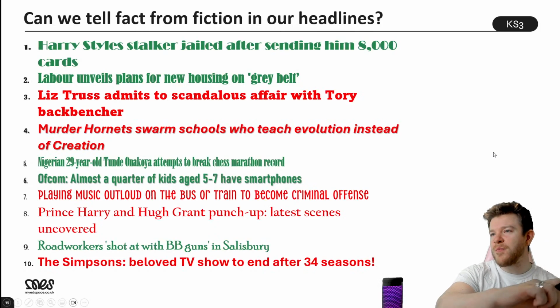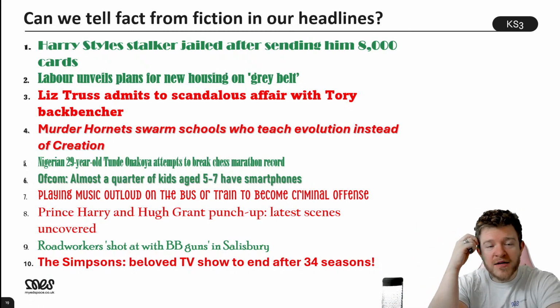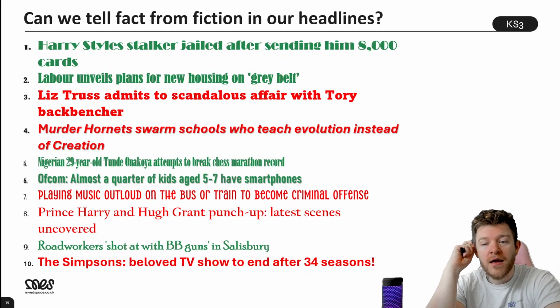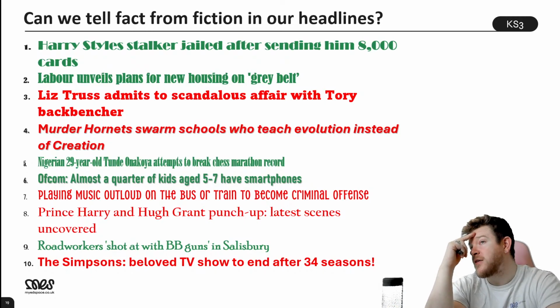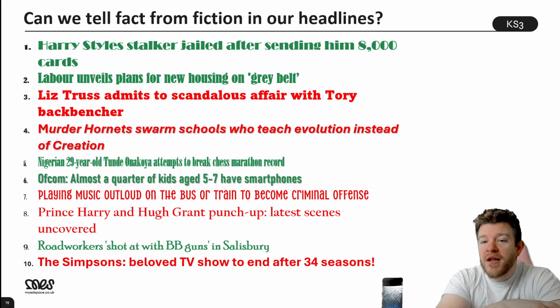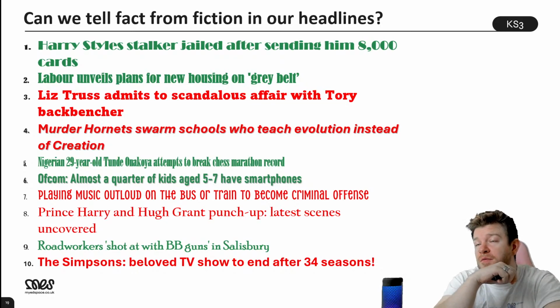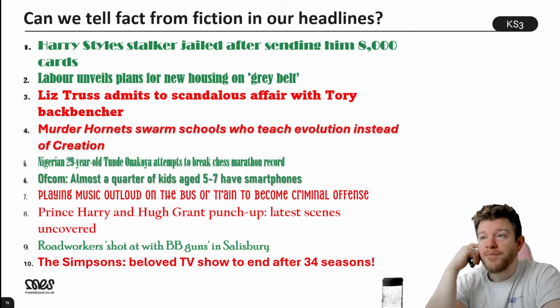I'm going to put you out of your misery and tell you which ones are true and which ones are false. Okay, so let's have a look at them. So the first one, Harry Styles' stalker jailed after sending him 8,000 cards. Believe it or not, that one is true. That one genuinely happened. Harry Styles did have a stalker who had sent him over 8,000 cards to his address. Second one, Labour unveils plans for new housing on Grey Belt. Most of you got that one, the ones that mentioned it. Some of you said that it was maybe not newsworthy, which I think is a fair point.